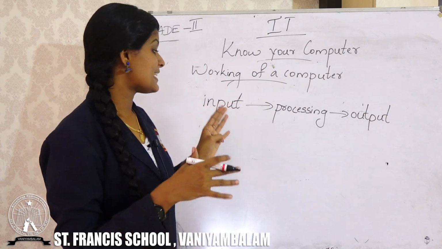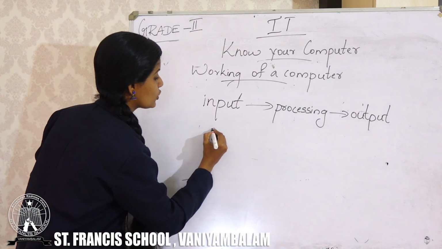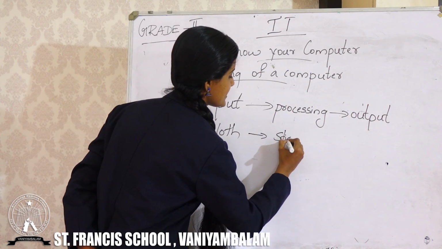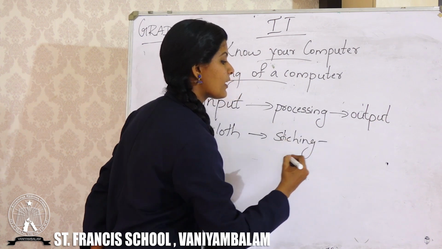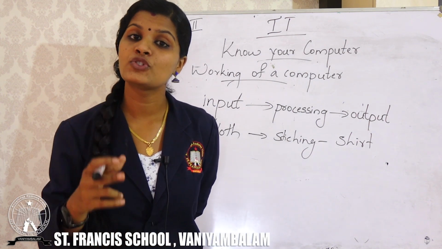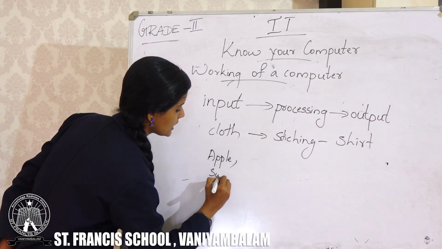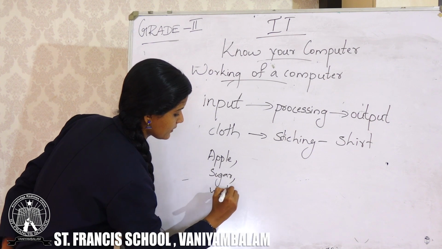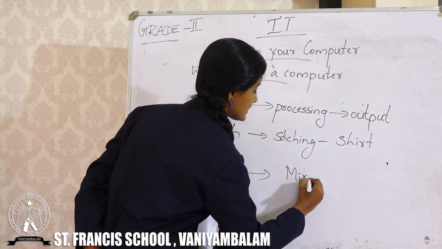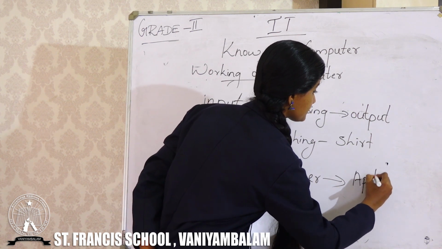So now we can take that example we have discussed about that cloth. What is the input here? Cloth. What is the processing done here? Stitching. What is the output we are going to get? Shirt. Yes or no? If we are taking in the case of apple juice, what is the input? Apple, sugar, water. That is the first step. What is the second step? We put it in the mixer and it will grind. And what is the third step? Apple juice.